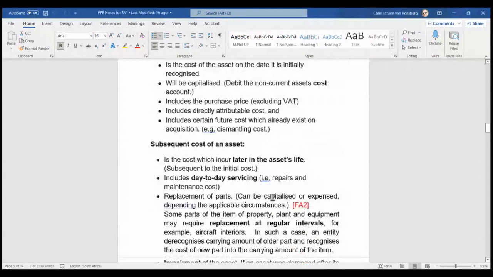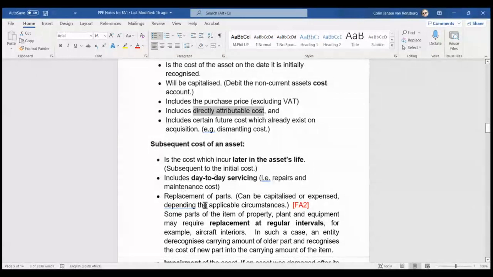So that is when it comes to initial cost, ladies and gentlemen. When we acquire the asset, we've got to find a way to determine the purchase price, which we will discuss later on. Also, how do we determine whether it's directly attributable cost or not? Because if it does qualify as directly attributable cost, it must be capitalized as part of the cost of this asset. But if it does not qualify as a directly attributable cost, then it must not be capitalized as part of the cost of the asset, but it must rather be written off as an expense. Right.